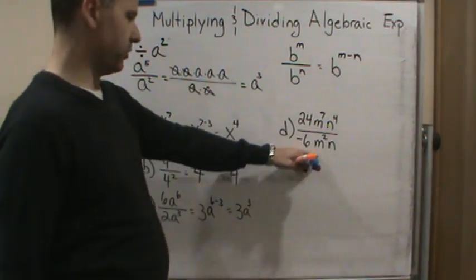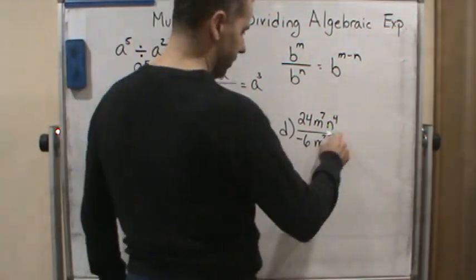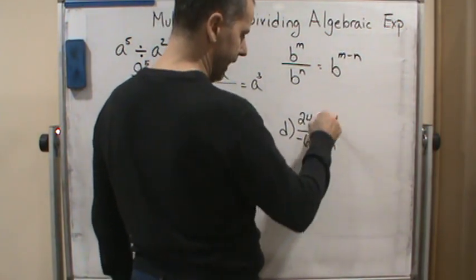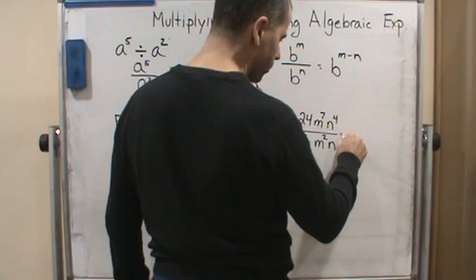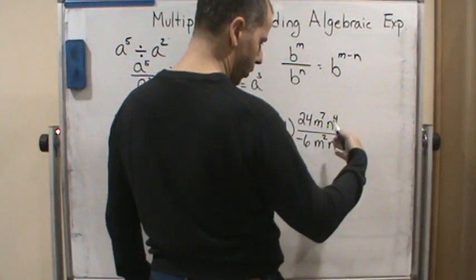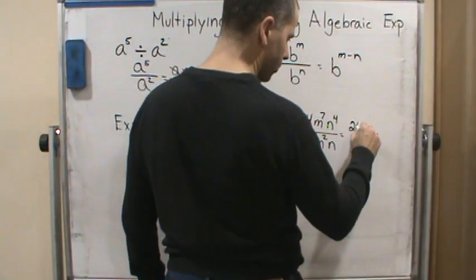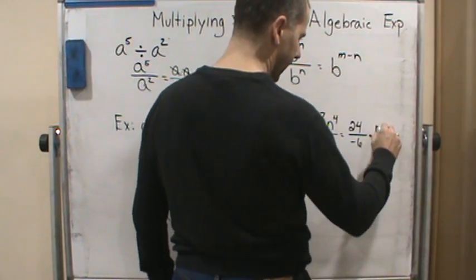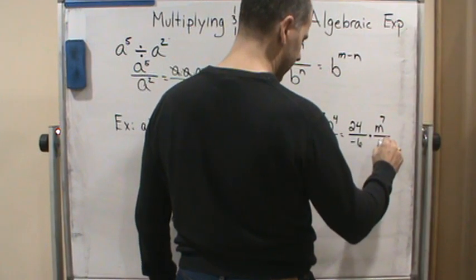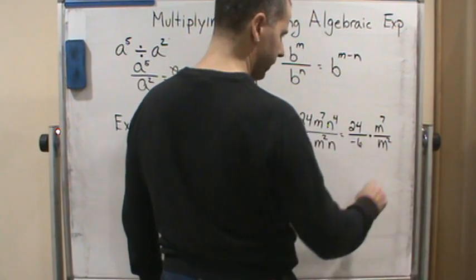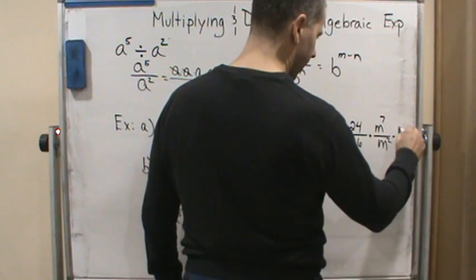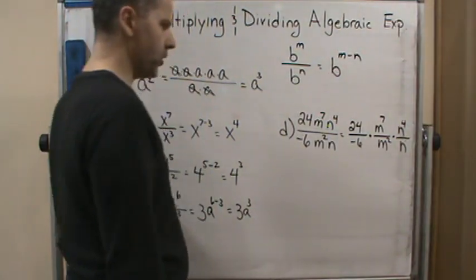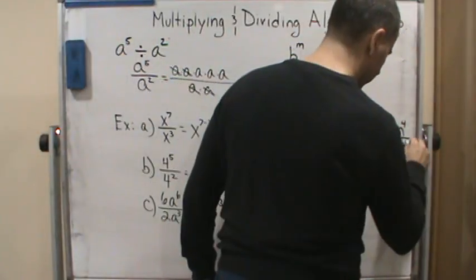Now, what about this one? Let's do the same thing. Now we've got 3 things going on. We've got constants that we're going to divide, then we've got the m's, and we've got the n. So if we want to write this a little bit more spread out, we could treat this as 24 divided by negative 6 times m to the 7th divided by m squared times n to the 4th divided by n to the 1st power, if you want to put a 1 there.